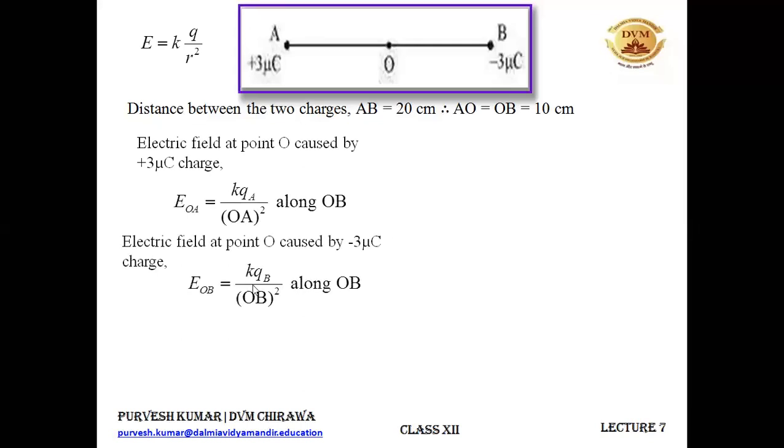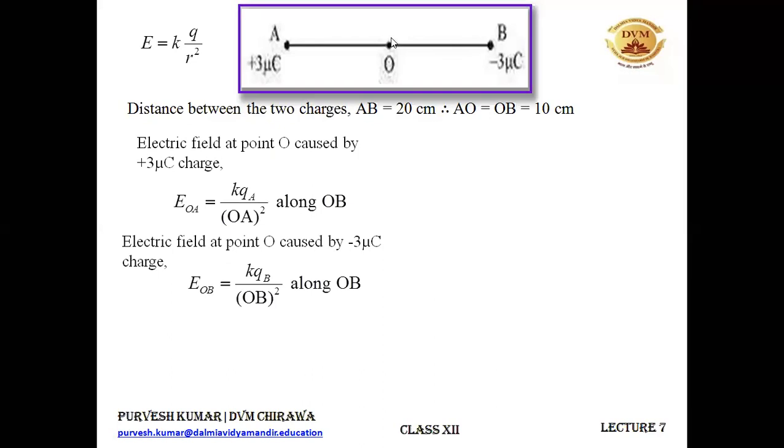So it is EOB, that is KQB upon OB square, because the distance between this point O and the charge present at B is OB. And it is also along OB. Why so? Because this is a negative charge, and from the negative charge, the electric field will always be directed towards the negative charge. So both the electric fields, they are along OB. They are moving along this direction only.